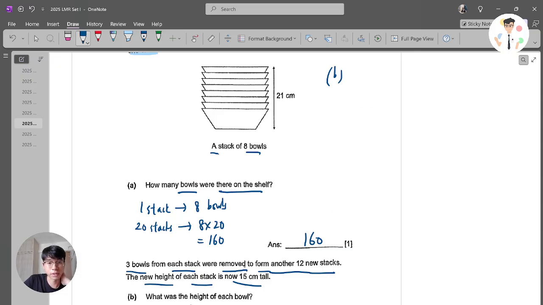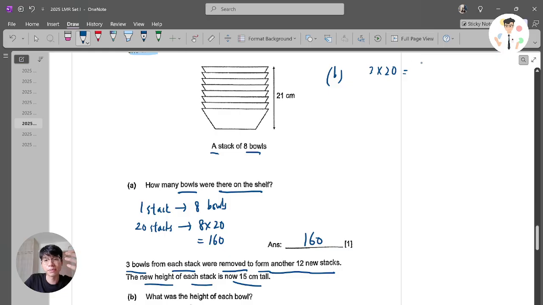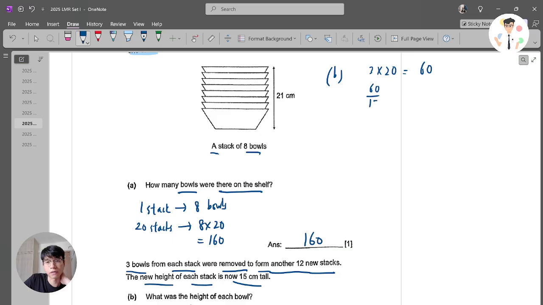3 bowls from each stack were removed. So 3 times 20, because I have 20 stacks, right? So how many were removed? 60. And this 60 is to form another new 12 stacks. So 60 divided by 12 means 5. So that is true. Each stack now has 5, like 1, 2, 3, 4, 5. Something like this. Okay? And they tell us now this is actually 15 cm. So it means that here now is 15 cm.